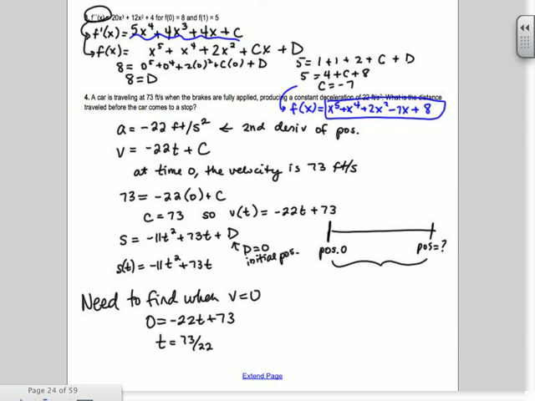All right, now what? We want to know how far it traveled, right? So your time was 73 over 22 seconds. You're going to plug that into position now. So you're going to find the position after 73 over 22 seconds. So I have negative 11 times 73 over 22 squared plus 73 times 73 over 22.